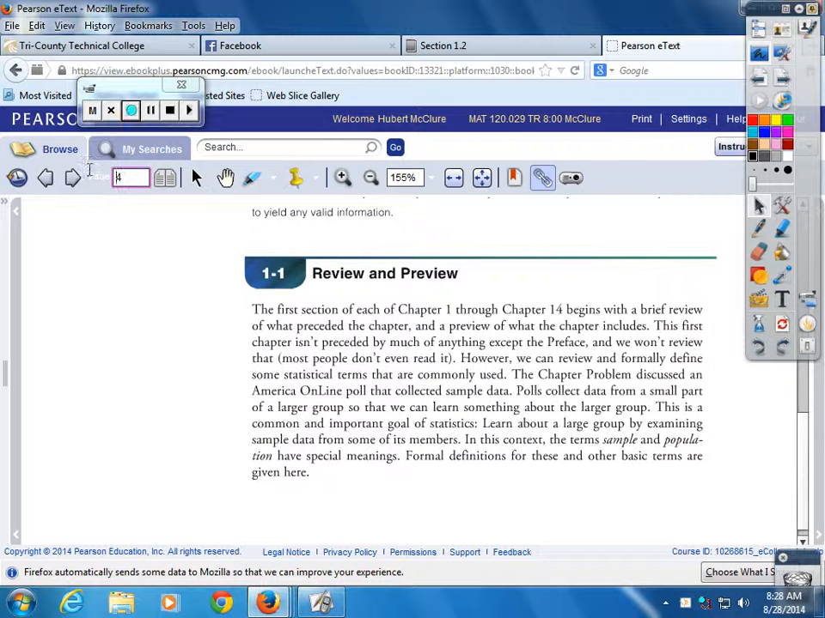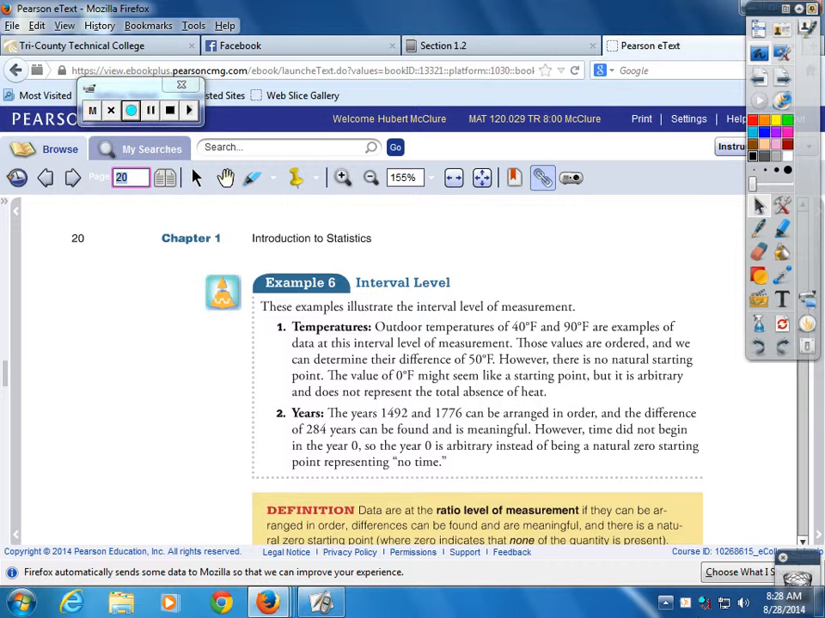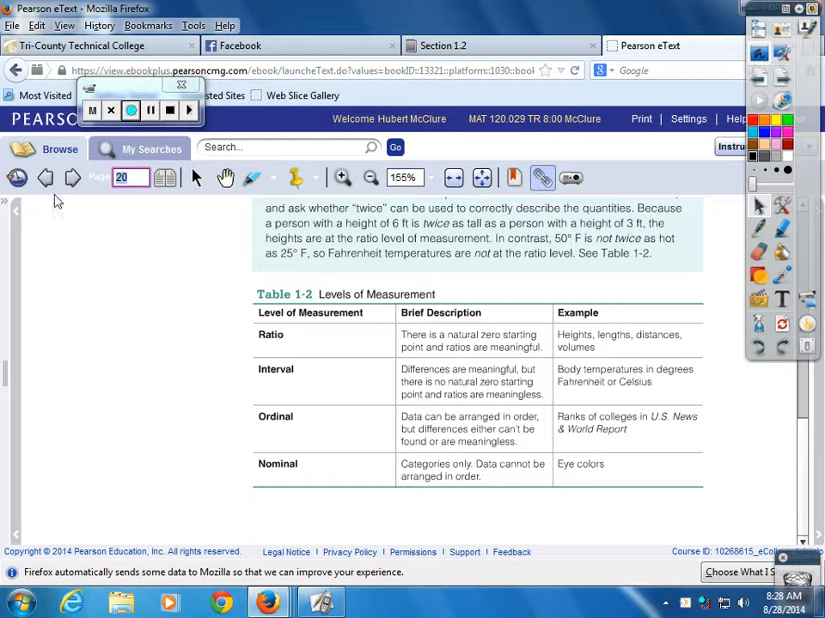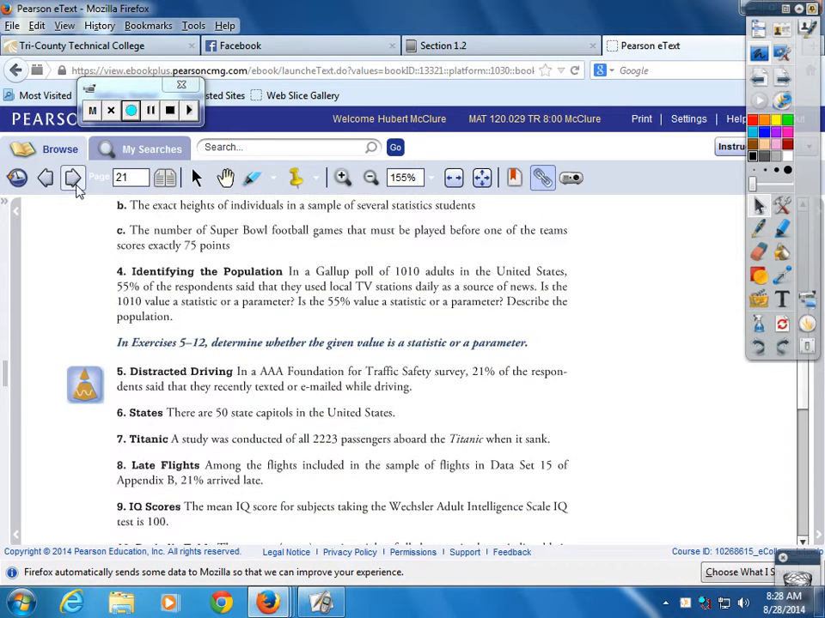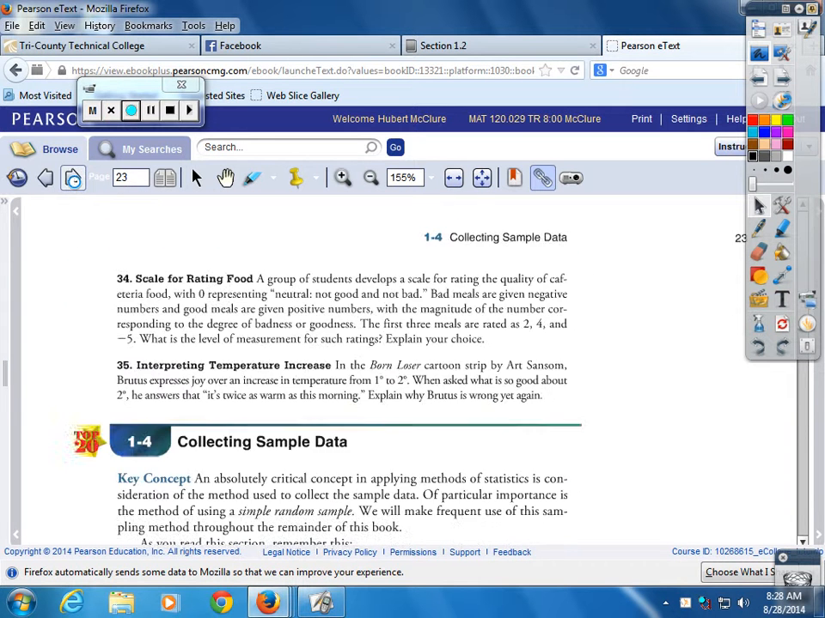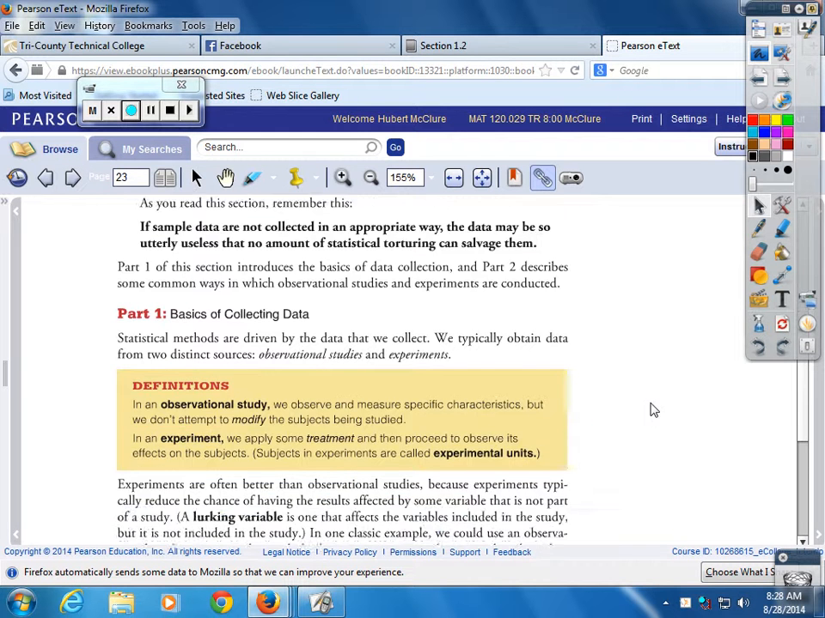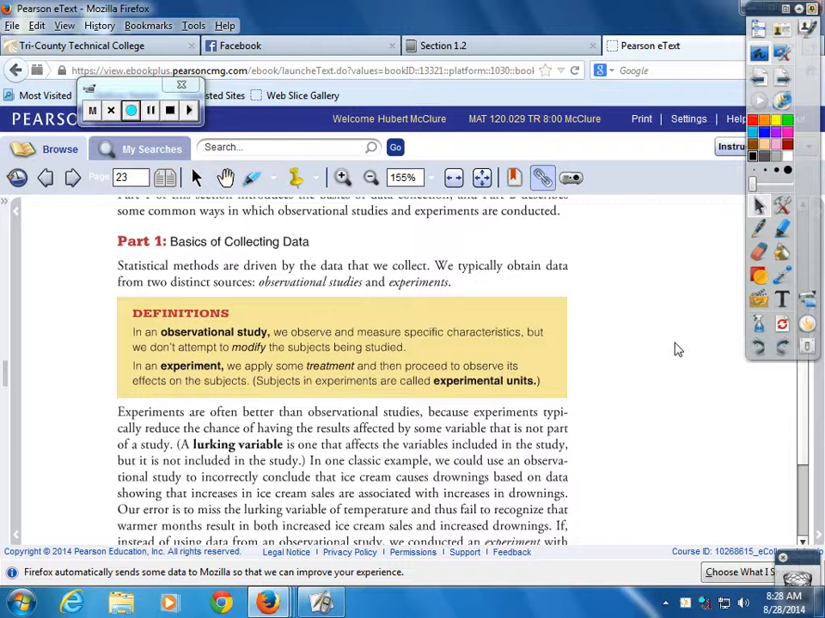Okay, you say we were on page 12? 20. Okay, ratio, nominal, yeah, there we go. And 1.3 is the next section, or 1.4, whatever. Collecting data, sample, observational. All right, two possible test questions: an observational study and an experiment.